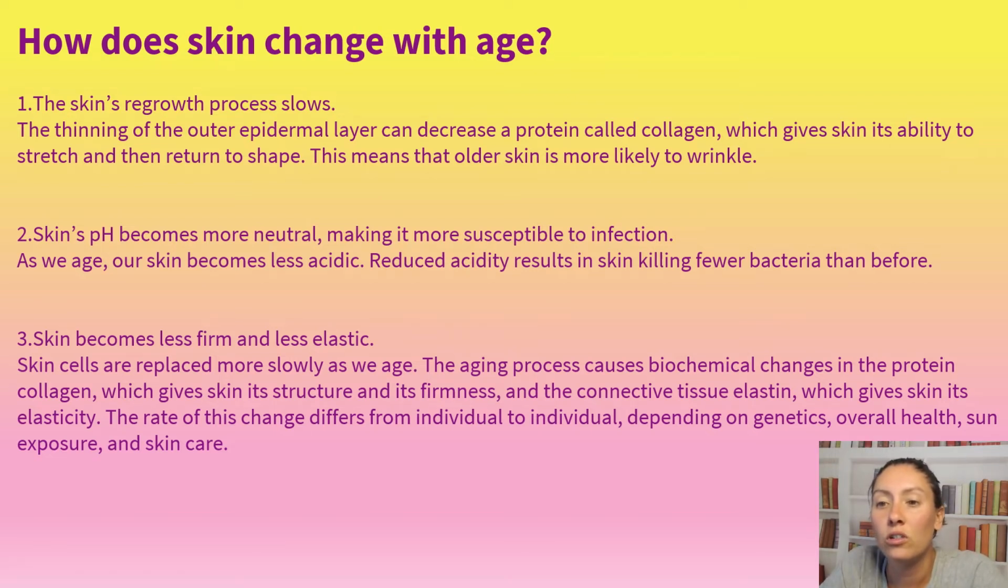So our skin also becomes less firm and less elastic. So the skin cells replace more slowly. So the aging process causes a biochemical change in the protein collagen, which gives our skin the structure and its firmness, and collagen tissue elastin, which gives our tissue elasticity. Okay, so the rate of change differs from individual to individual. It depends on genetics, overall health, sun exposure, and skincare.